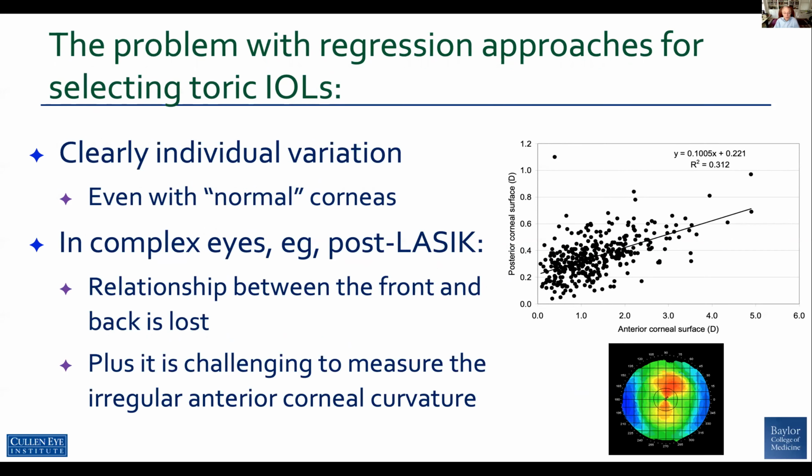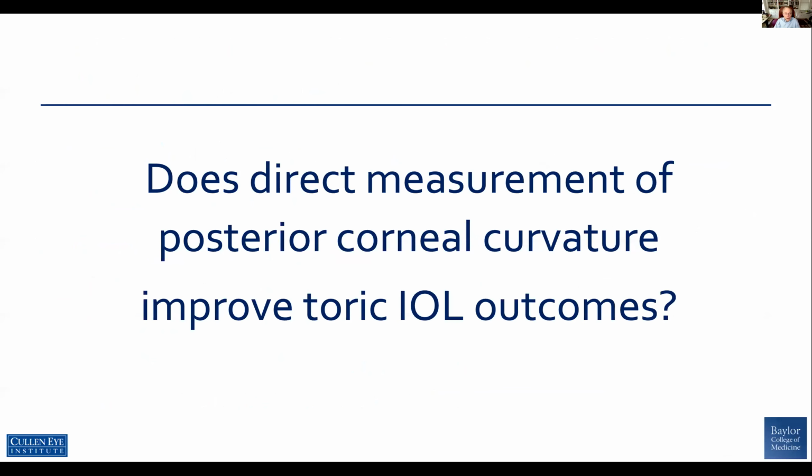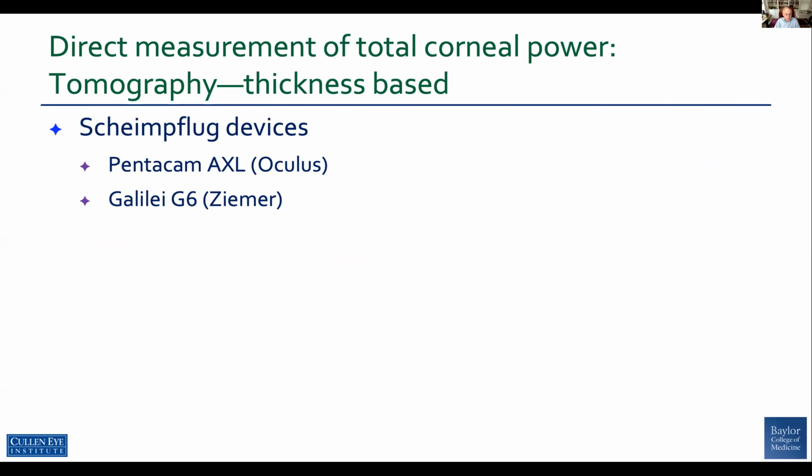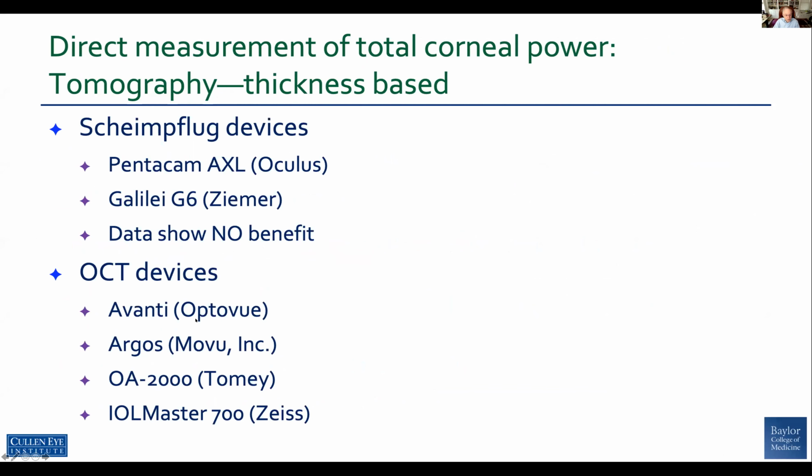So what about direct measurement of the posterior cornea? Does that make our outcomes better? We can do it by tomography, which is thickness-based, Scheimpflug devices, Pentacam and Galilei. There are no studies that show any benefit of directly measuring the posterior cornea with the Pentacam or the Galilei compared to our regression formulas. What about OCT devices? The Avanti, which also can give you astigmatism, the Argos, the Anterion, and of course the IOL Master 700, which is now giving us total keratometry.